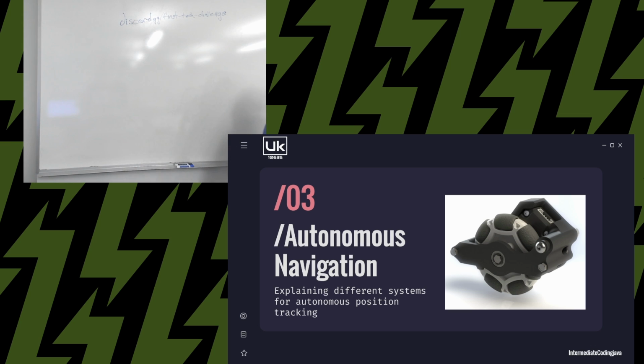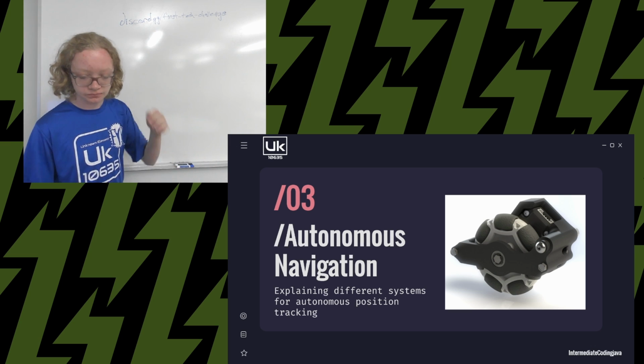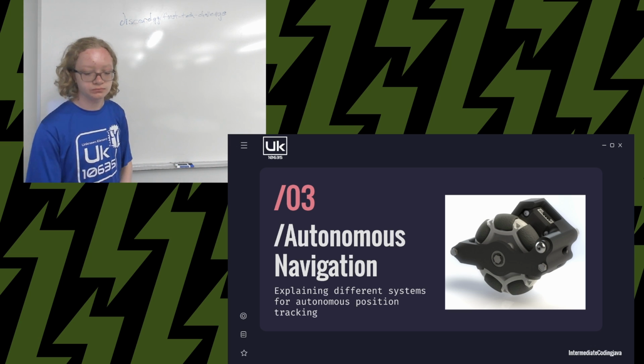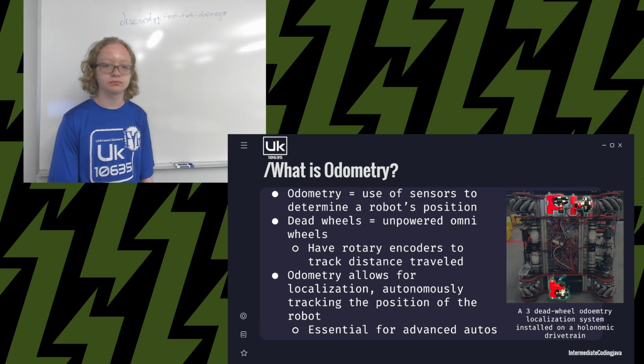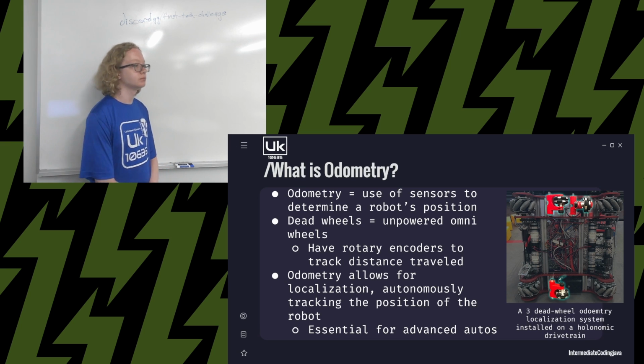Okay, now time for autonomous navigation, explaining the different systems for autonomous position tracking. Next slide, please. So what is odometry? Odometry is the use of sensors to determine the robot's position.